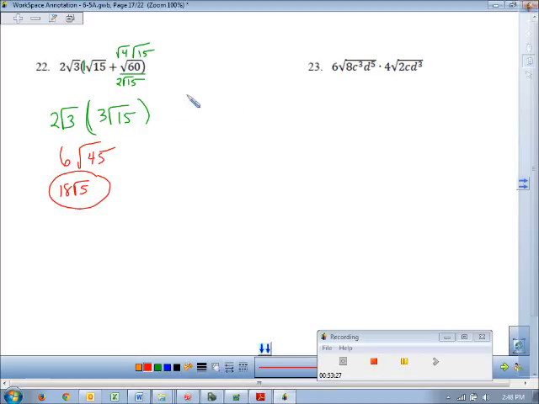Number 23, just give you some advice. Look what happens if we multiply them together first. What kind of root do we have?